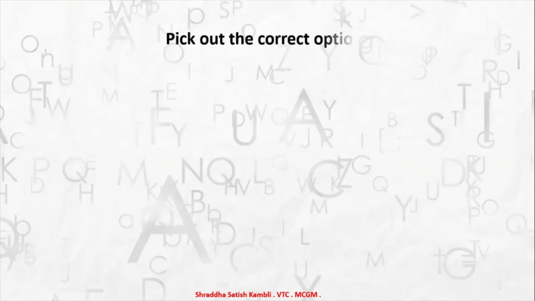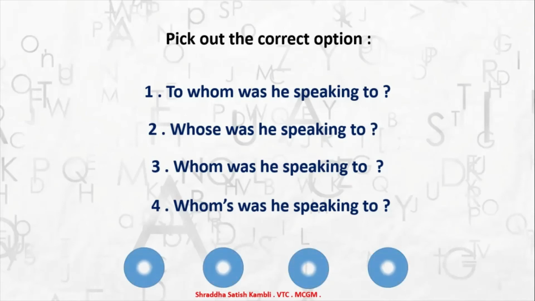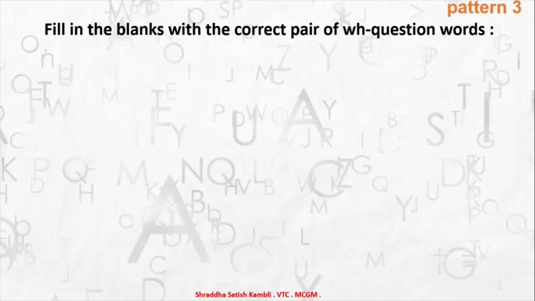Coming to the next one. To whom was he speaking to? Whose was he speaking to? Whom was he speaking to? Whom's was he speaking to? Which is the correct answer? It is the third one. Whom was he speaking to? In the first one, the to is written twice. There is no need to write the to twice. To whom was he speaking to again is wrong. Okay? So that is, pick out the correct option for you, the second pattern.